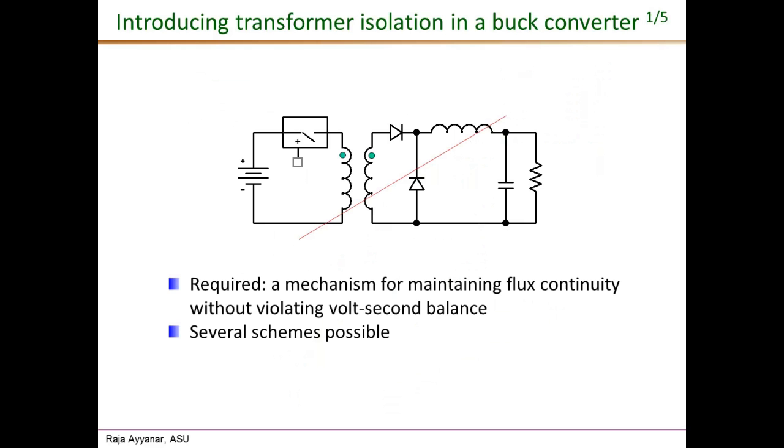Okay, so the last circuit is the same as the one that I showed in the previous slide, the very last one. It is getting very close to being the final circuit, the final isolated version. We just have to ensure that we provide a mechanism for maintaining the flux continuity. As long as we can ensure that, we also have to make sure that in doing so, we do not end up violating the volt-second balance principle. Both of them have to be simultaneously met. And there are several schemes that satisfy both of these requirements. We're going to look at a few of them in the next few slides.